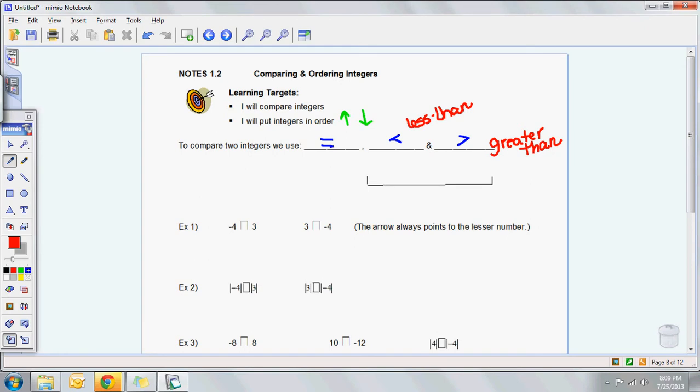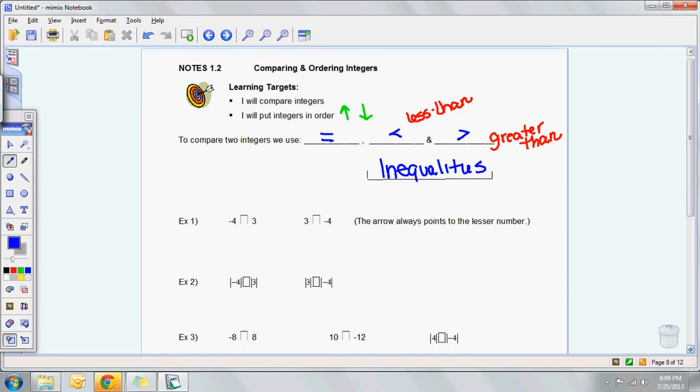Okay? So these symbols, how we compare them, these are called integers. And that is, I'm sorry, they're not integers. They are inequalities is what these symbols are. This isn't an inequality, it's an equal sign. So these are inequalities because they're not equal to. So it's important for you to know that term. Alright, so let's practice comparing these.